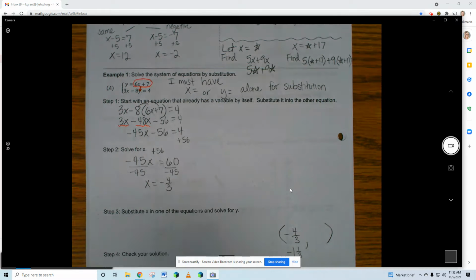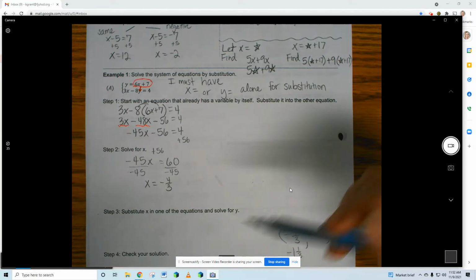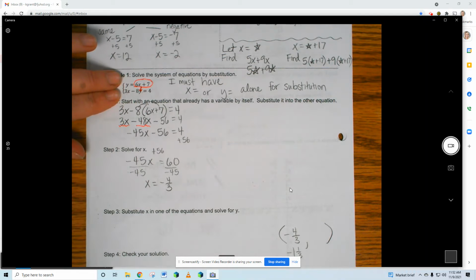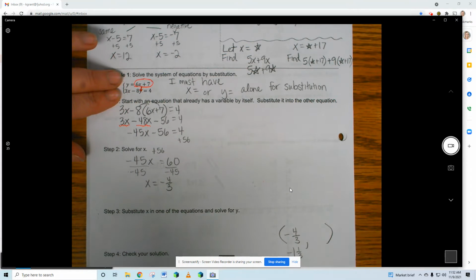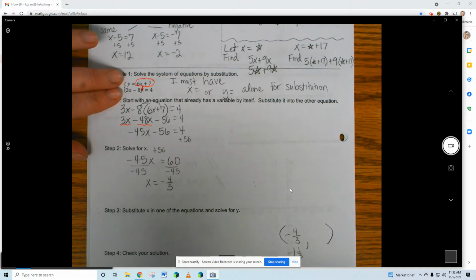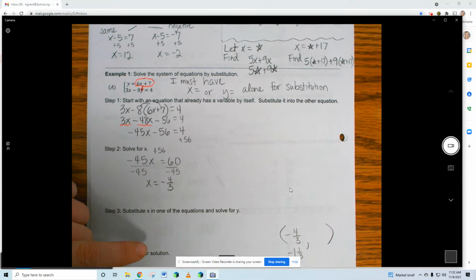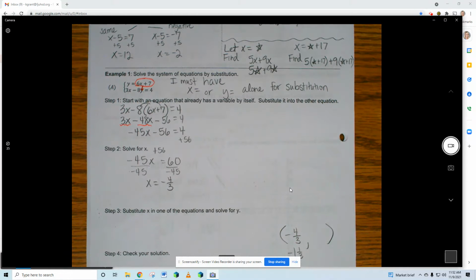Let's look at step 3 on my paper. Substitute x in one of the equations to solve for y. Which equation from up above, the original equation, do you want me to plug the negative 4/3 in? Which one looks like it would be good with a 3? Because I've got a 3 in the denominator. You guys have to pick. Where should I plug in my negative 4/3? The top equation or the bottom equation?